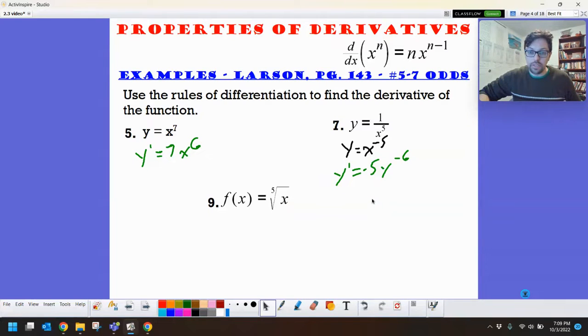We could clean it up just a touch if we wanted to. Then we get negative 5 over y to the 6th. That's our derivative. So quick and easy.